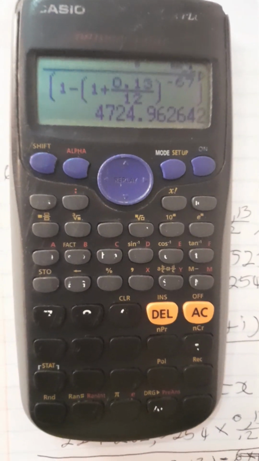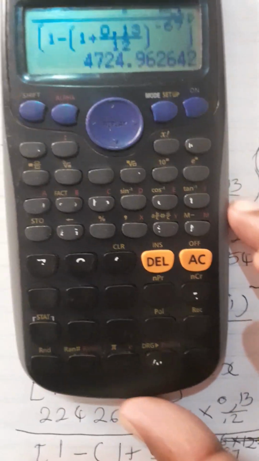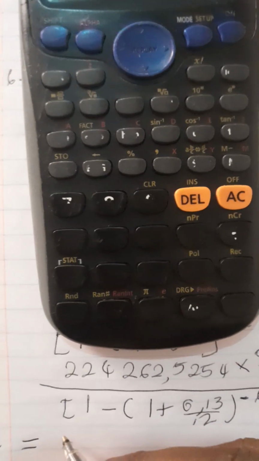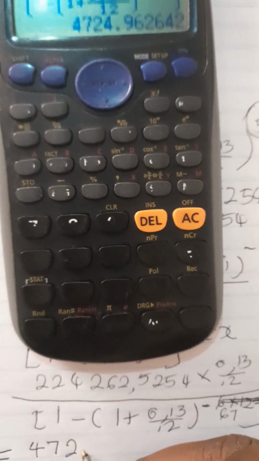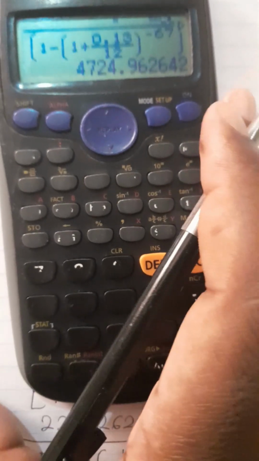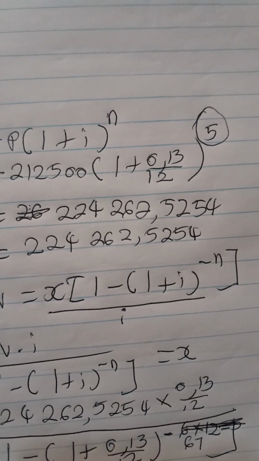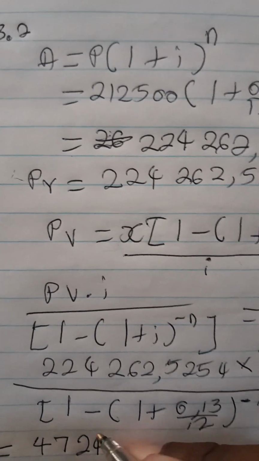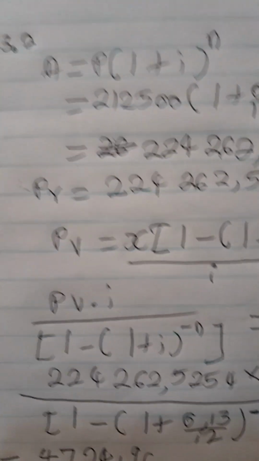Using our calculator, we get 4,724.96. This is our solution at the end. Yes, this is the last solution. We are going to have 4,724.96. That's the monthly payment that Thabo will pay.